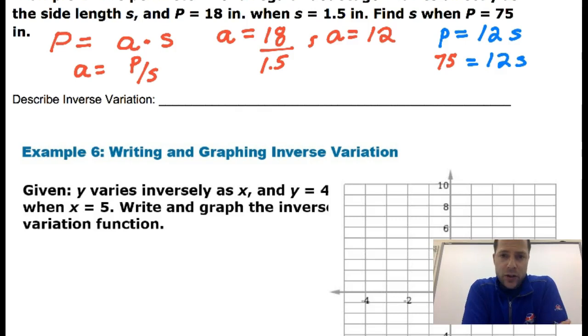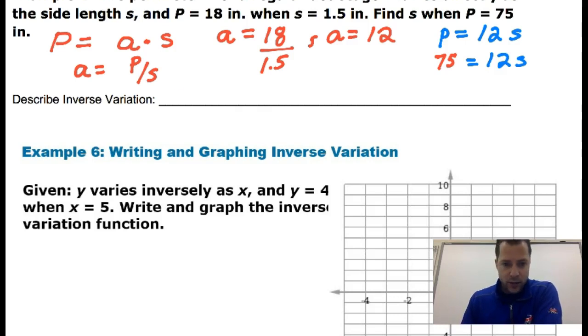We already talked about direct variation, and now we're going to talk about what's called inverse variation. So we're starting here. Describe inverse variation. It's not hard to describe. Basically, it means when one quantity increases, the other decreases. So that's what you're going to want to write here.